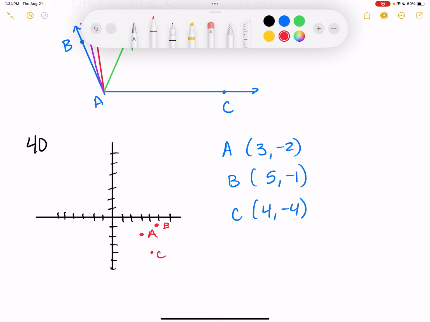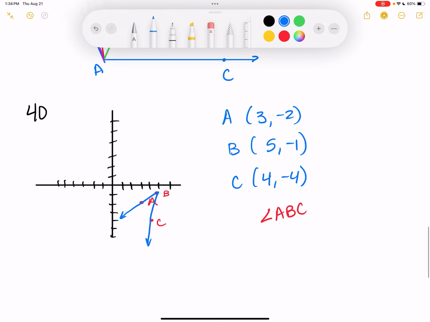And I'm looking for angle ABC. So I'm going to connect these dots here to make an angle. It's angle ABC, so B has to be my vertex. So I need a coordinate that would be inside of this angle here. Can anybody give me one?